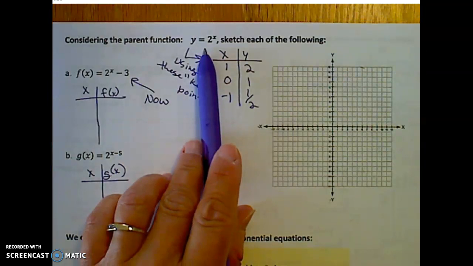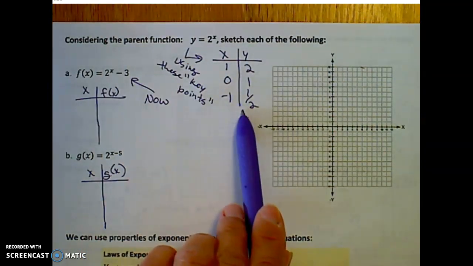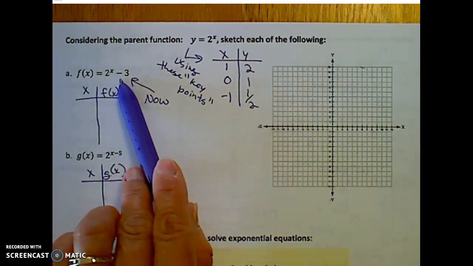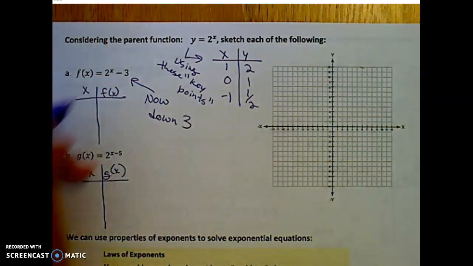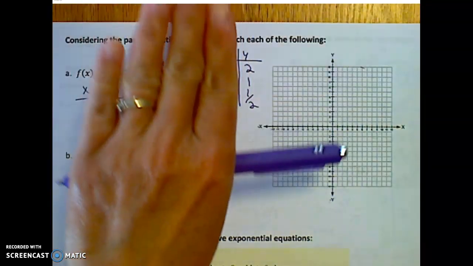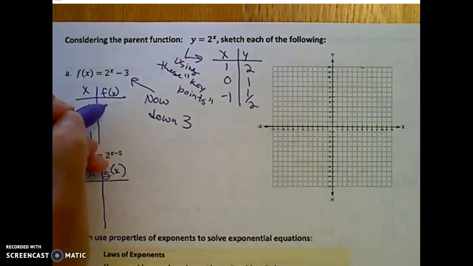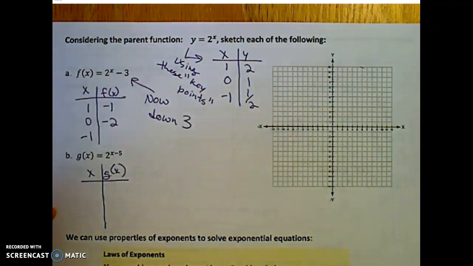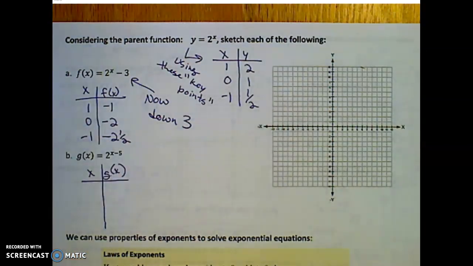Sometimes I call that my parent function. Y equals 2 to the x is my parent function. And using these key points that we had before, think about what subtracting 3 does to that parent function. Subtracting 3 moves that whole function down 3. So my inputs don't change at all. But if I move that whole graph down 3, those outputs, I'm going to subtract 3. So 2 minus 3 is -1. 1 minus 3 is -2. 1/2 minus 3 is -2.5. And plot those points. I'm going to pause.